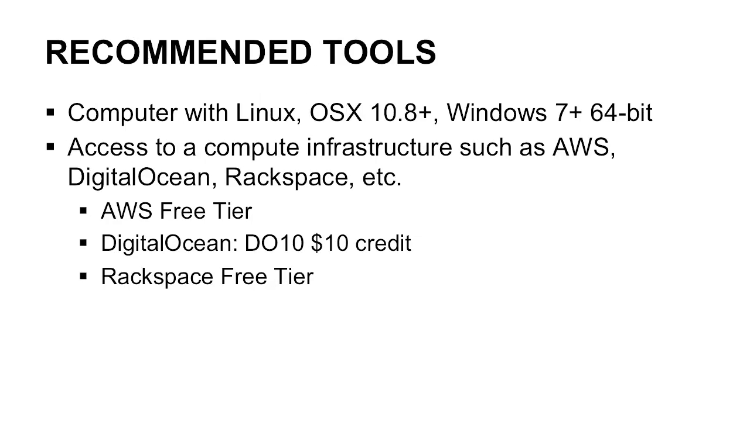The recommended tools for this course are a computer with Linux, Mac OS 10.8 or greater, or Windows 7 or greater that's 64-bit. And then you'll also want access to a computing infrastructure such as AWS, DigitalOcean, Rackspace, or so forth. Now, if you don't have access to one of these, AWS does have a free tier, DigitalOcean has an ongoing DO10 coupon code for $10 of credit, and Rackspace has a free tier as well. And either one of these should give you enough to get through this course just fine.